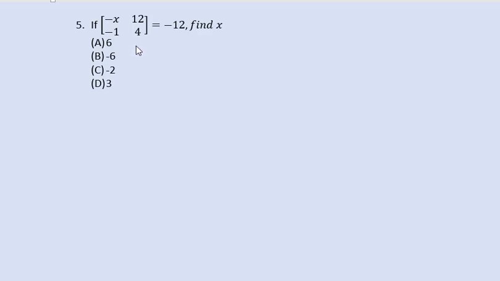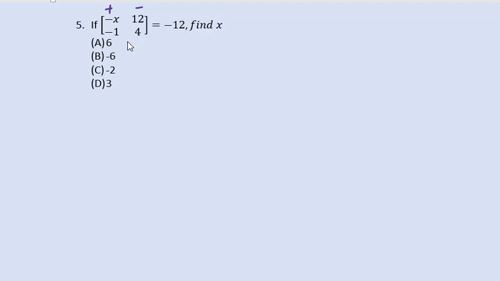It says, if you can see this matrix, negative x, negative 1, 12 and 4, is equal to minus 12, find x. This is a determinant for a two by two matrix. It has a format. The format is to use this number to multiply this, then subtract this multiplied by this. So let me just show you what I mean. Some persons use plus and minus to help them, but it's not really necessary. Once you understand the format, you can actually beat this question.